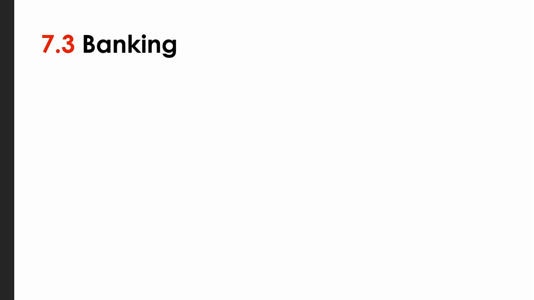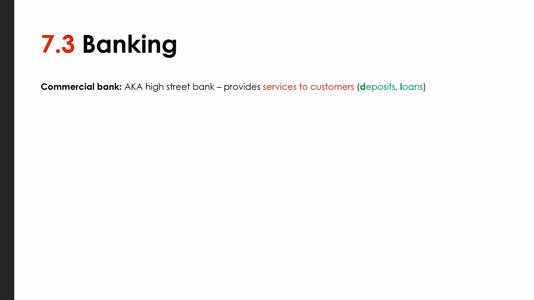We need to understand how banks fit together. And there's two types of banks. We're only going to look in detail at one. Commercial banks are also known as high street banks. They're the ones you see on the high street. They provide services to customers, firms and consumers. They take deposits, they issue loans, and they'll provide financial advice.